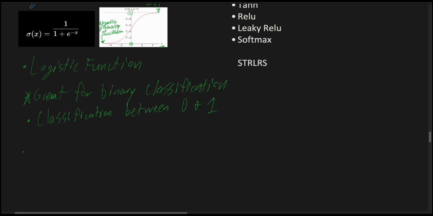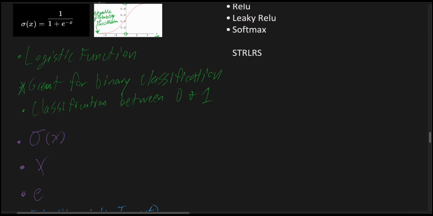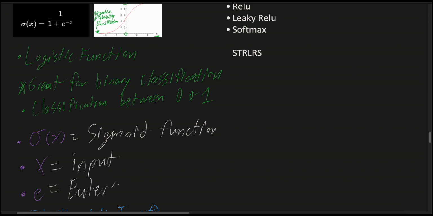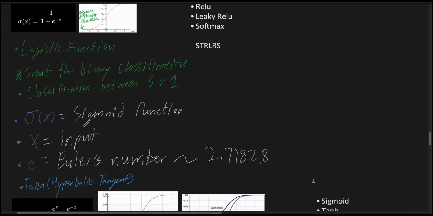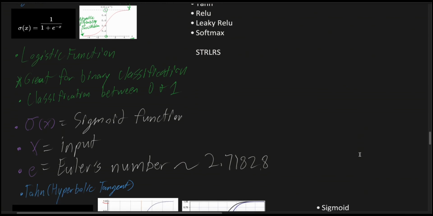And to give a breakdown for each of the following symbols for the sigmoid function, I'm going to use a different color. So we have the sigmoid function over here, and then we have x, which represents our input. Then we have Euler's number as well. So sigmoid, x is our input, and e is going to be Euler's number, which is roughly 2.71828. Let me just zoom out of here. There we go. And then feel free to take a screenshot of this part.